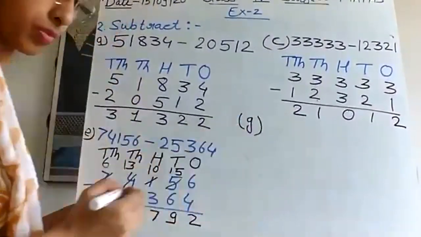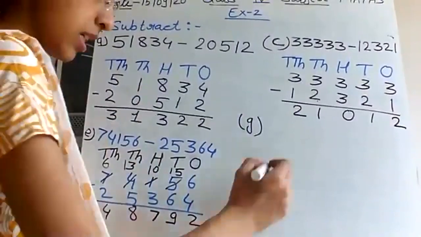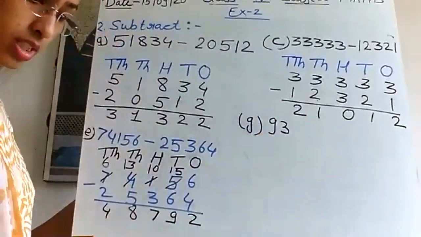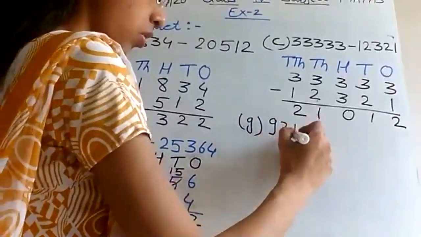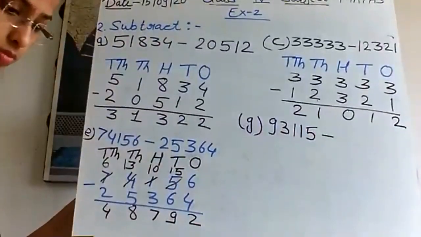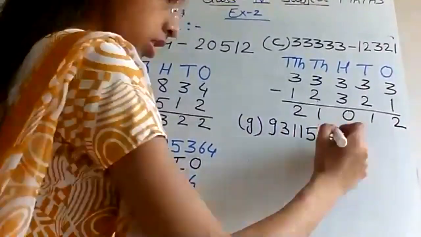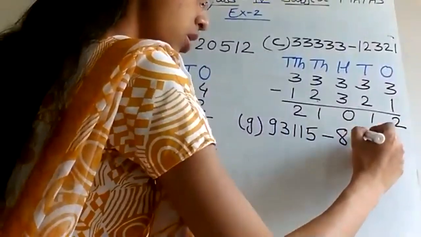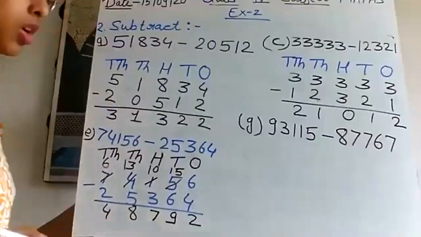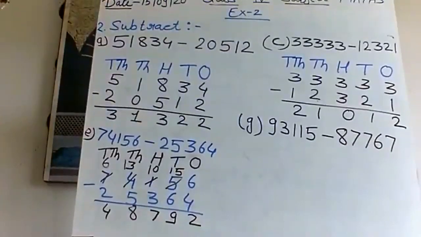Question number G. The number is 93,150 minus 87,767. Okay? Arrange the number according to their place.